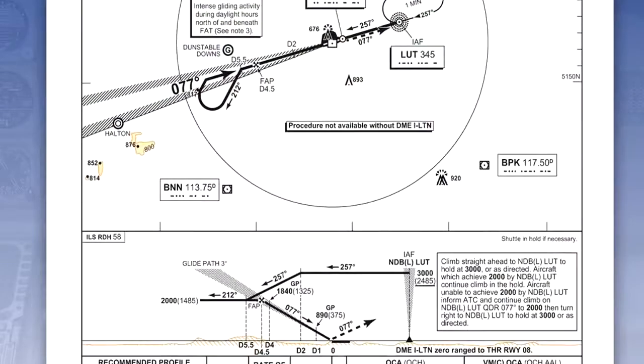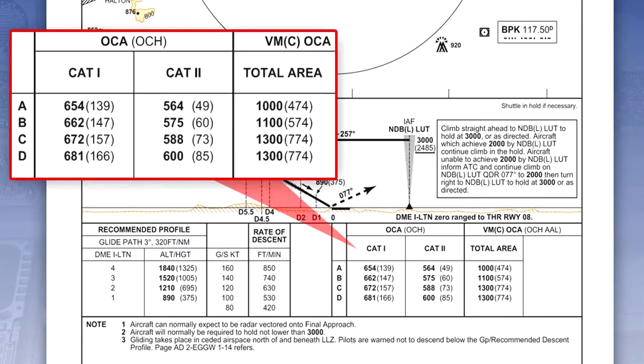For a precision approach, a pilot is required to calculate the point on the approach that he must either make a decision to land or go around. This is called the decision height or decision altitude.